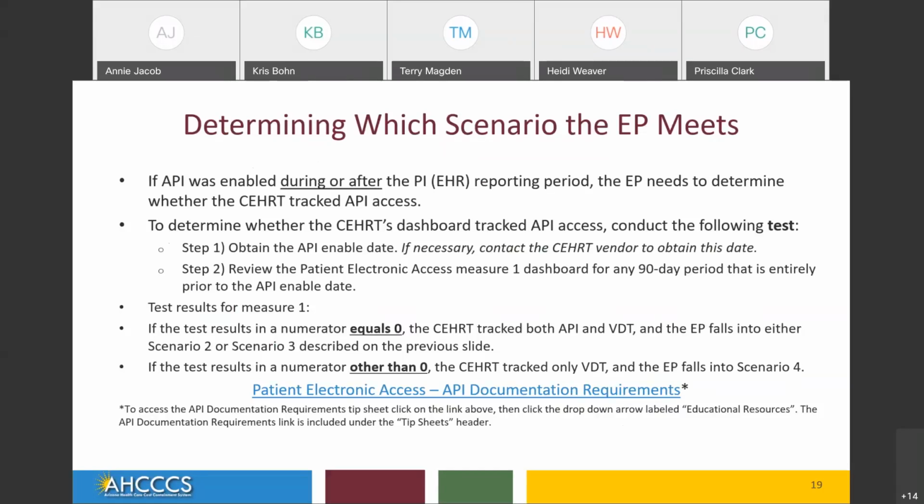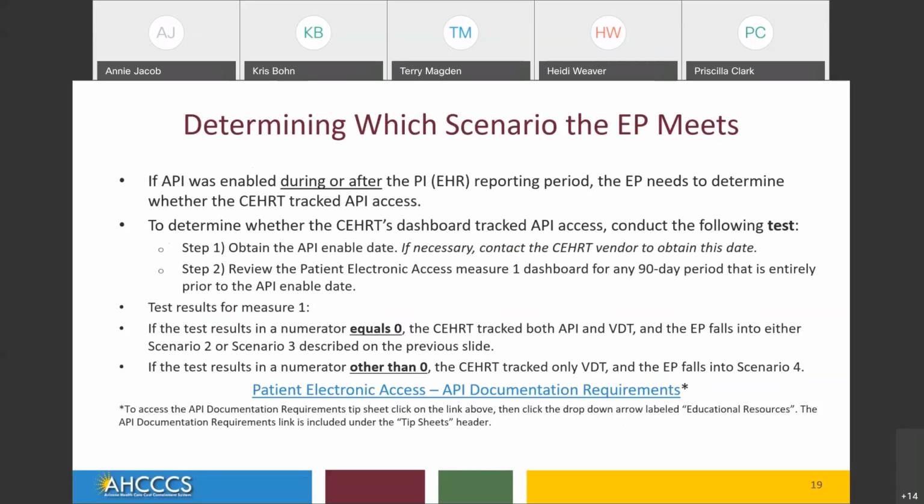The first step is to obtain the API enable date. If the EP does not know that, they can contact the Cert vendor to obtain this date. Step 2, review the Patient Electronic Access Measure 1 dashboard for any 90-day period that is entirely prior to the API enable date. So make sure in step 1 you get that API enable date before you move on in the test. So the test results for Measure 1.